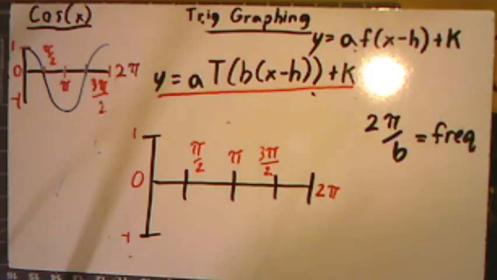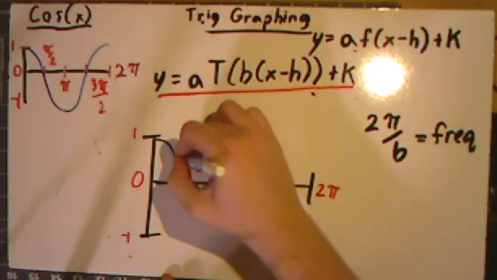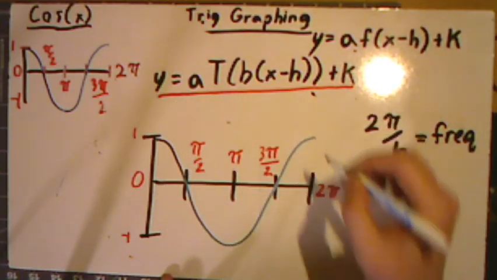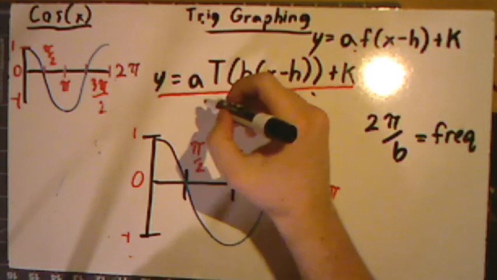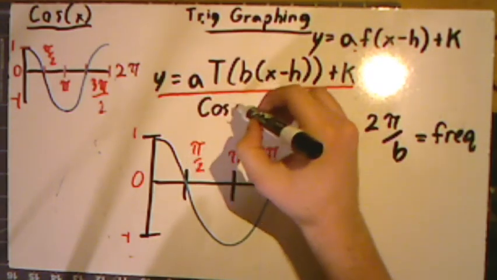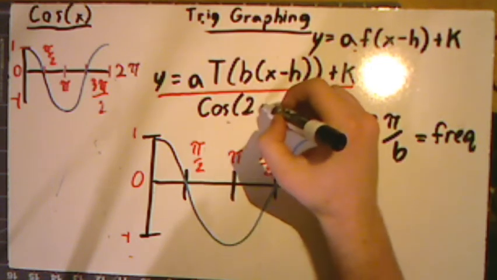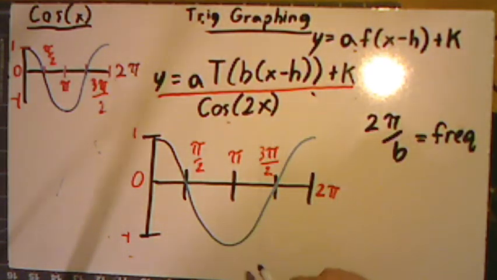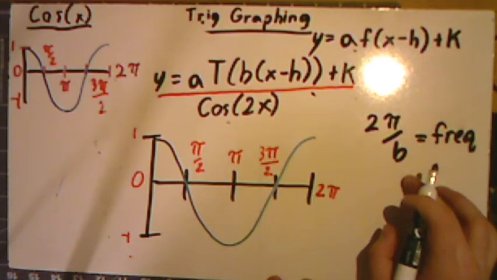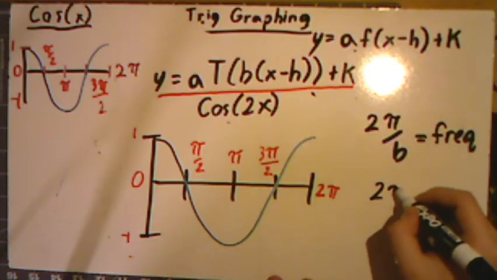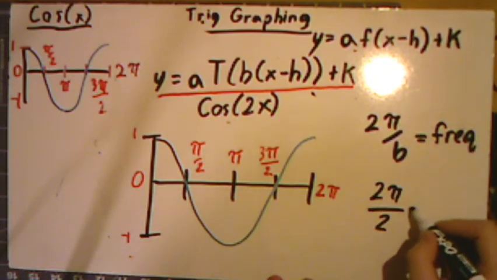So the standard cosine graph is more or less like this. So that's what we have there. Maximum of 1, minimum of -1, and the peaks are where they're supposed to be. What if I decide to multiply the inside by 2x? Well, like I said, we take whatever b value is there, and we take 2 pi and divide it by that, and that becomes the frequency.